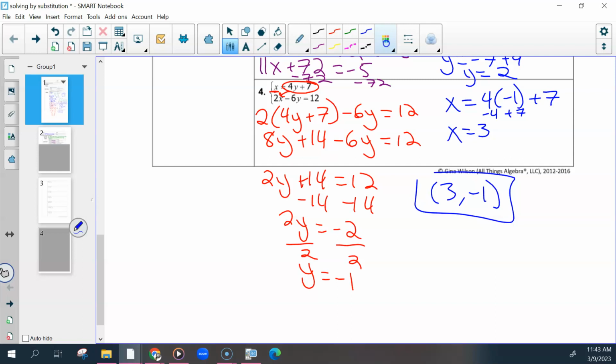Do you have any questions so far about this process? I'm going to do one more on the back.